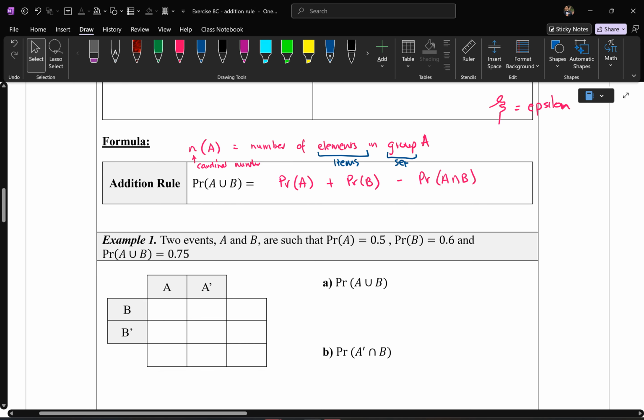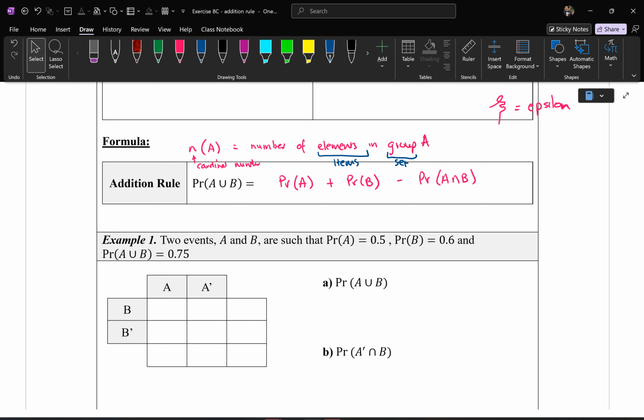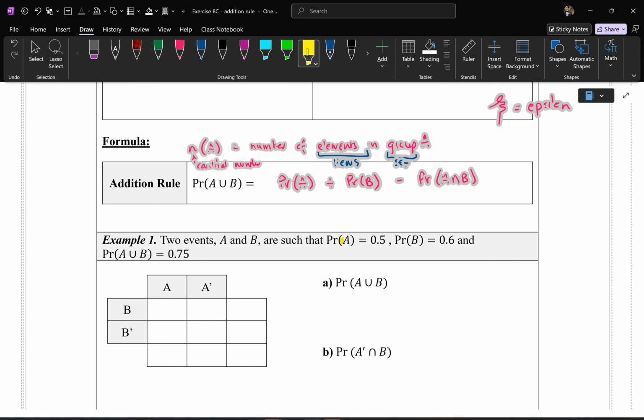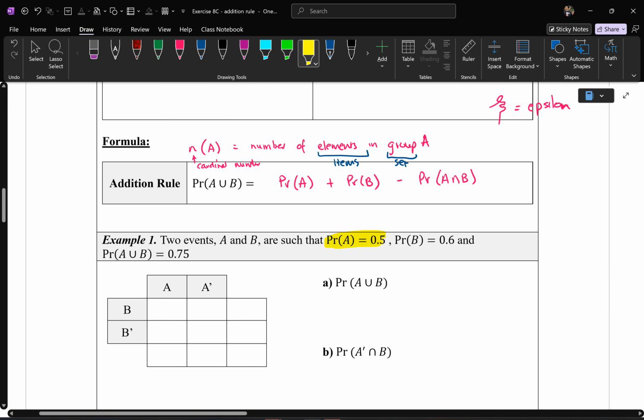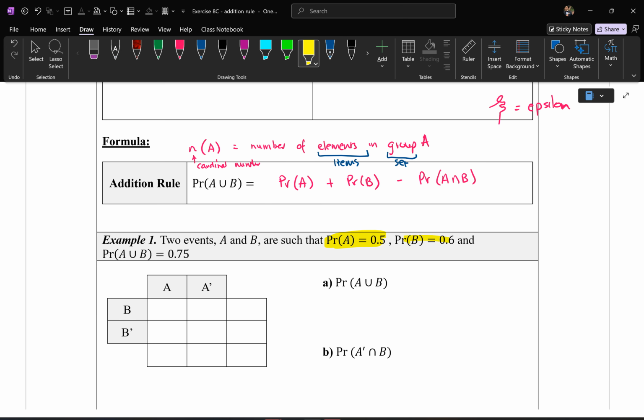All right, let's do this problem together. Example 1. Two events, A and B, are such that... So this is a typical problem in a Year 12 section. If they give you numbers like this, you should be thinking of cardinal maps and two-way tables. Here we go. Probability of A is 0.5. Probability of B is 0.6. And probability of A union B is 0.75.